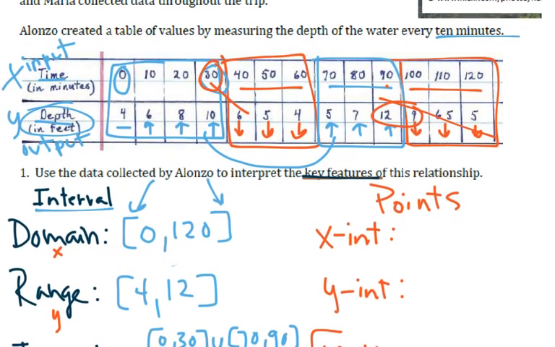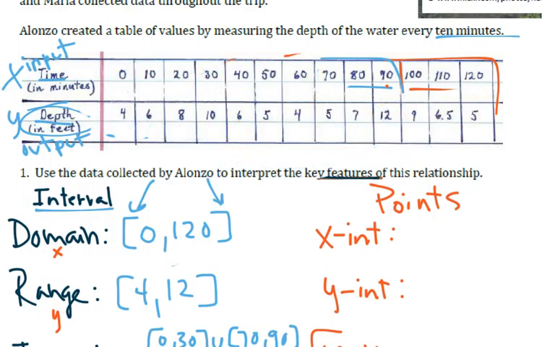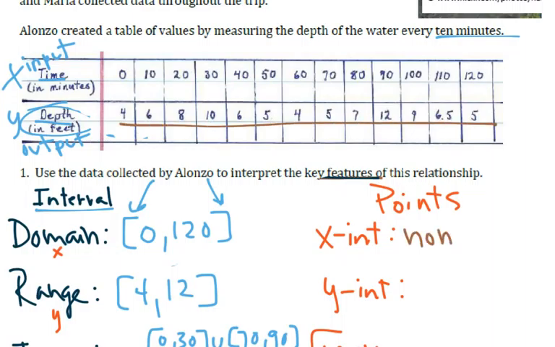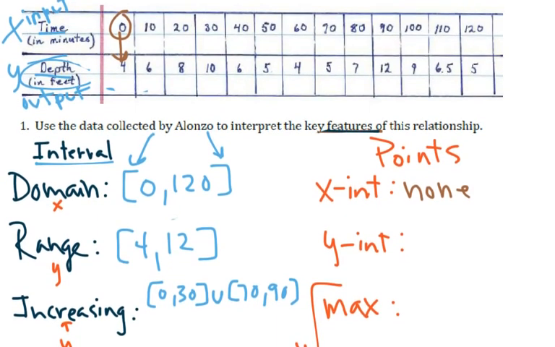So the x-intercept. Remember, when we're looking for an x-intercept, we want to know where the y value is 0. To have an x-intercept, we look for the y value of 0. Are any y values 0? Nope. So we don't have one. Because how could you be in a tube at a depth of 0, right? Makes sense in our story problem. Now our y-intercept. Where is the x value 0? Well, right here. So our point would be that connection right there. That 0, 4 is our y-intercept.